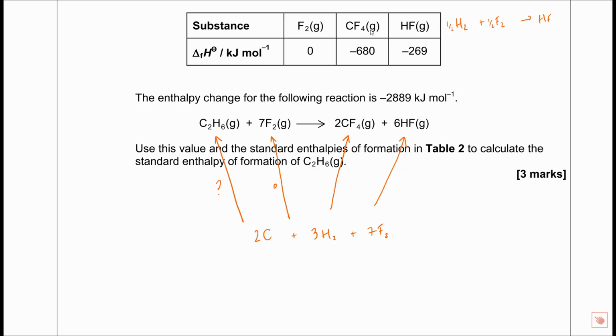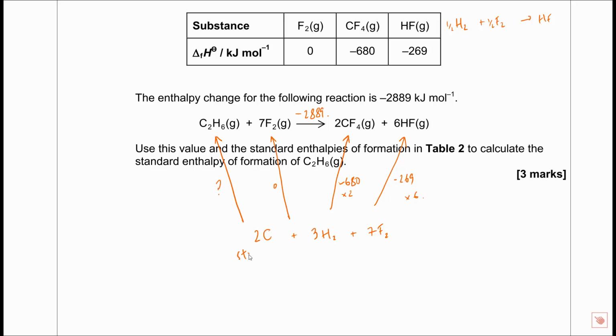So the key thing here is these enthalpy changes are for 1 mole, minus 680. This is going to be minus 680 times 2, and this one here is going to be minus 269 times 6. Got to be aware of that. And obviously this change here is minus 2889. Now we're trying to work out the change when we go from here to here.